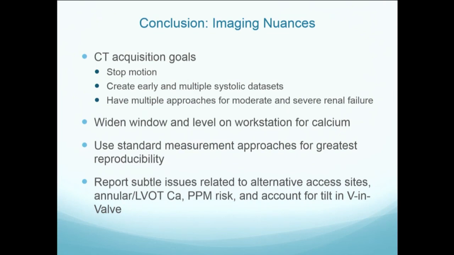So our imaging nuances here are that the CT acquisition goals are to stop motion, create early and multiple systolic data sets, and have multiple ways to deal with renal insufficiency, window properly on the workstation, use reproducible approaches, and then report on the subtle issues that I talked about. So thank you.